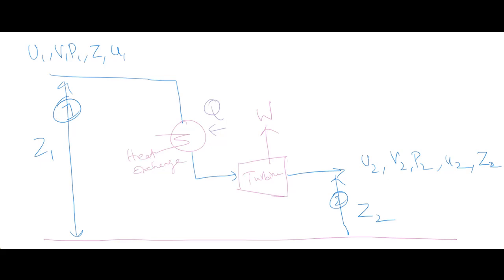So if you are considering an idealized flow system, consider a fluid flowing through an apparatus from section 1 to 2, where we have a heat exchanger and a turbine. The heat added to the system is Q and the work done by the turbine is W. So typically this is what happens in a hydrothermal power plant, right? We can have sections 1 and 2 at different heights, Z1 and Z2.